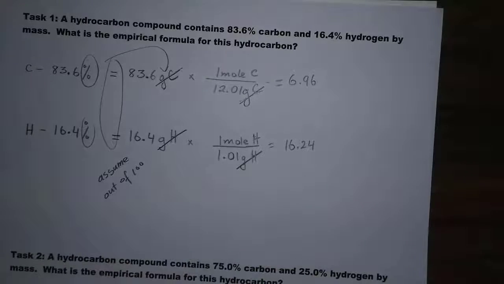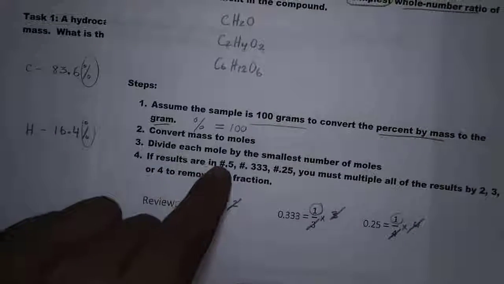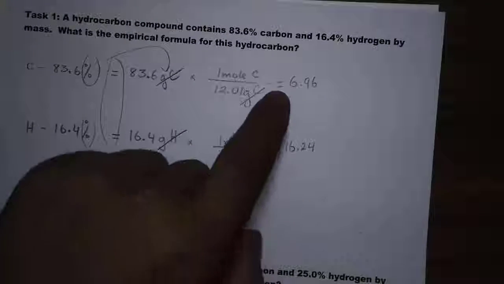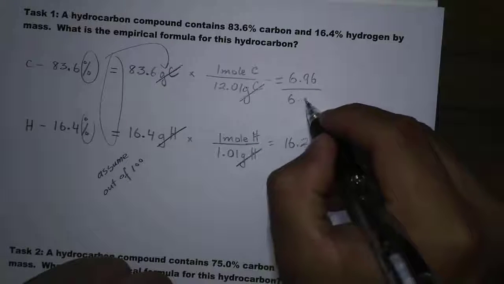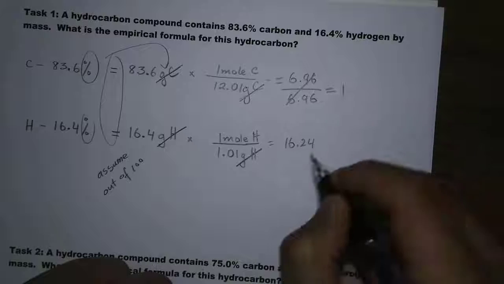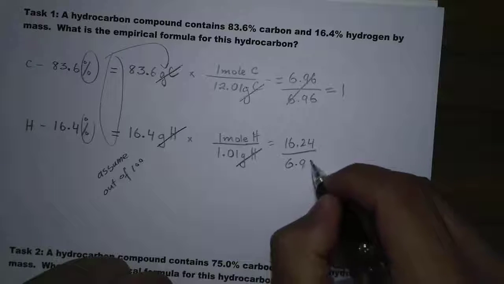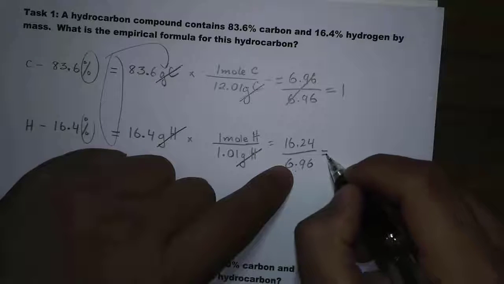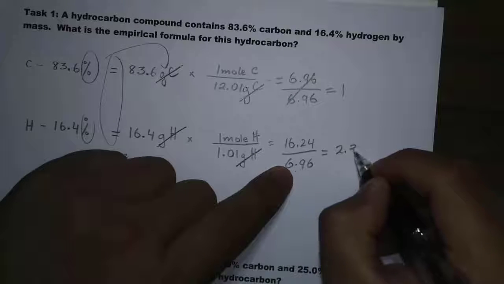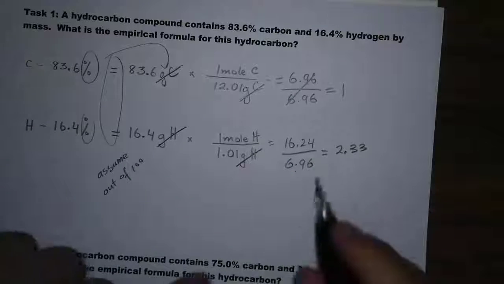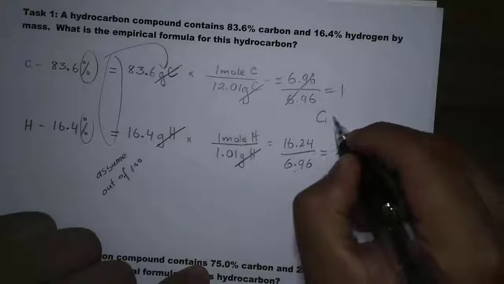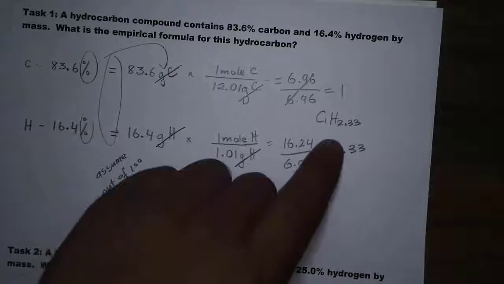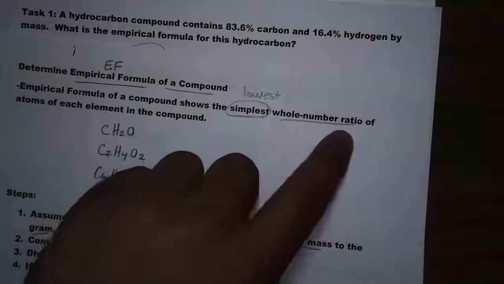And if we look at the steps, step 3 is basically to divide each mole by the smallest number of moles. In this case, what is the smallest one? The smaller one is this one. So this one divided by itself gives us 1. And this one divided by 6.96, which is the smallest mole amount in this case. And that gives us the ratios in terms of mole. We have 2.33. That tells you that there are C1, H2.33. But going back to our empirical formula definition, we need a whole number ratio.